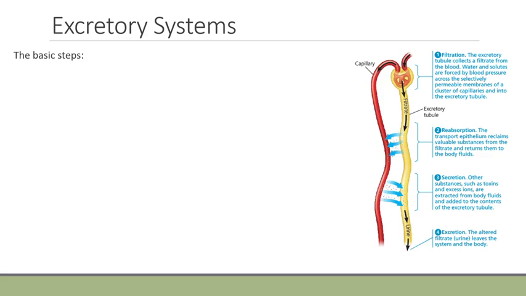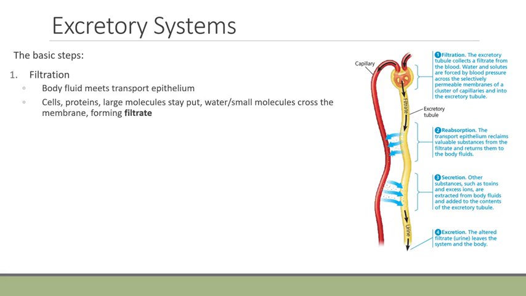The first thing that needs to happen is some kind of filtration. Your body fluid, whichever one it is, whether it's hemolymph, whether it's the interstitial fluid that kind of interacts with blood in some context, probably needs to meet up with that transport epithelium that will get those wastes to some other place that will get it out of the body. In that filtration step, things like cells, large proteins, or other large molecules won't get put into the transport epithelia, but those smaller waste molecules can. Water typically also will cross that membrane. It will form a fluid that we typically call filtrate.